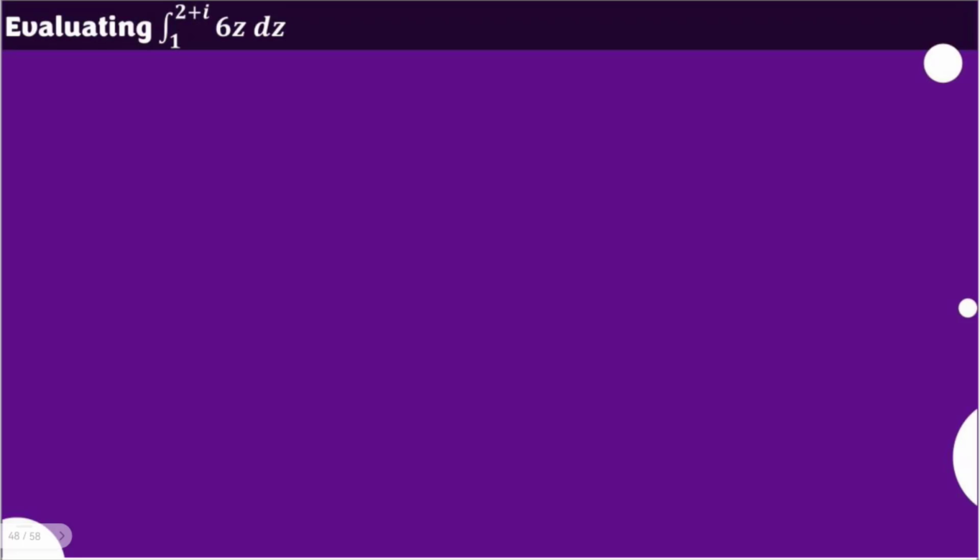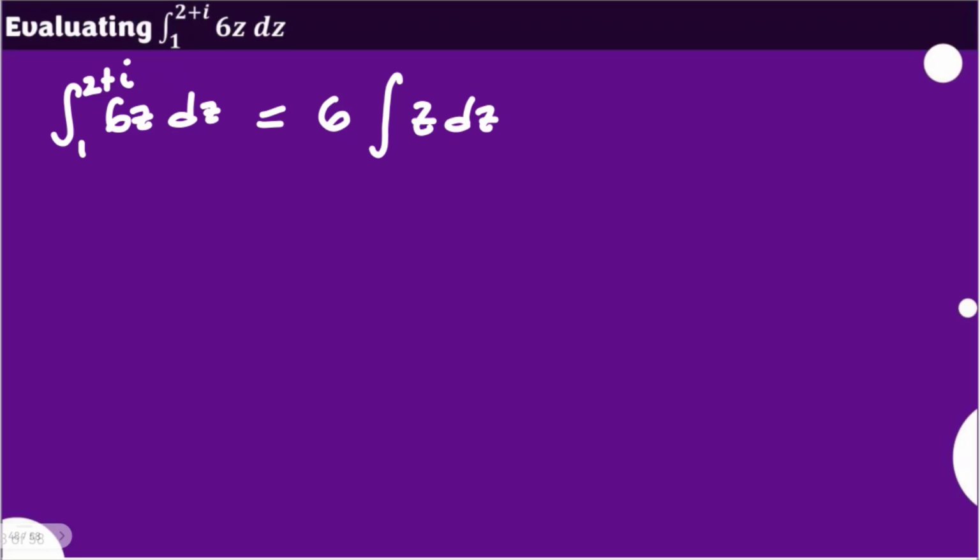So we can apply it in this manner. We have here the integral of 6z dz from 1 to 2 plus i. By the linearity property, you can have the 6 outside because it's a constant. You have the integral of z dz from 1 to 2 plus i. Now, take note that the integral of c dz follows the same idea as the integral of u to the n du, where our n here is 1.